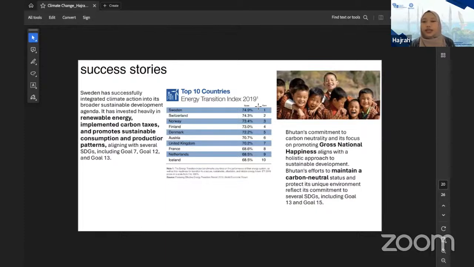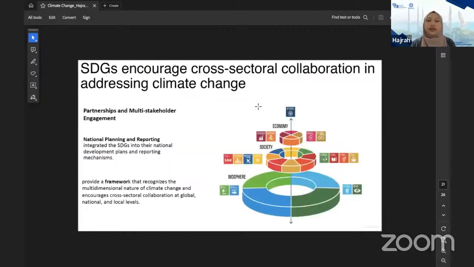And also in Bhutan. This is an example from a developing country, but they also maintain their carbon neutrality by keeping their low profile lifestyle and so on. So Bhutan is also another good example and success story about climate adaptation.